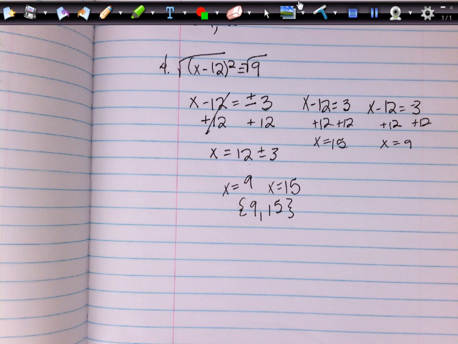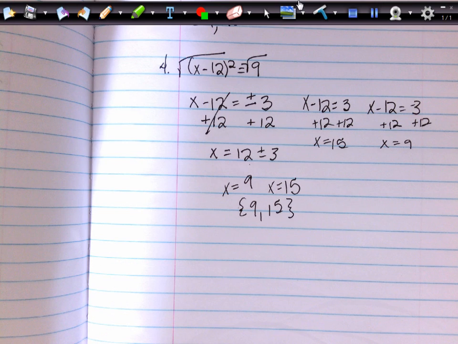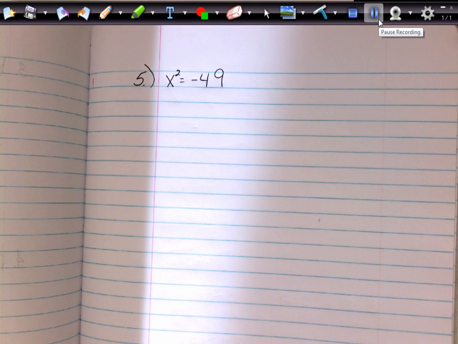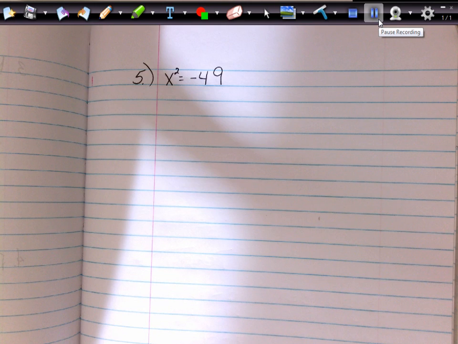All right, go ahead and get down number 5. X squared equals negative 49.